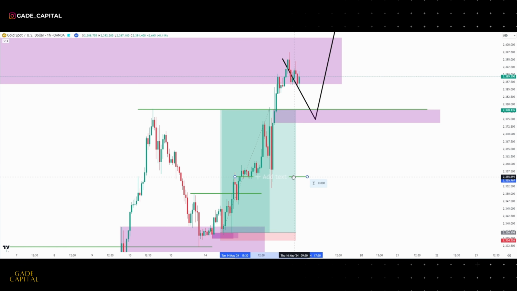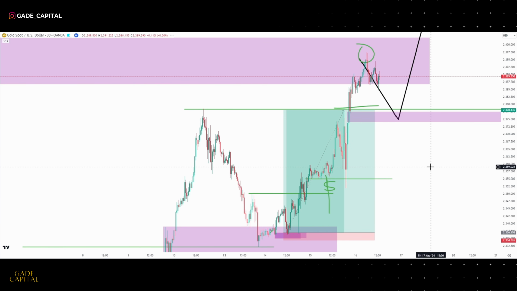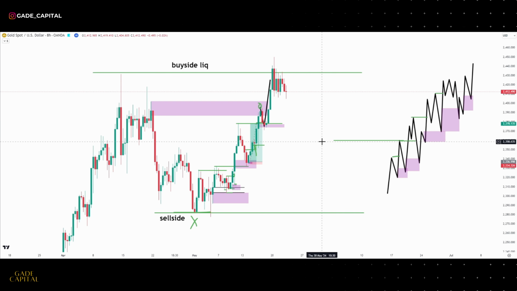So why this structure is valid? Because they sweep this liquidity and then gave us a new break of structure. And there is also imbalance at this level. So if you go to 30 minutes, we can refine that order block and then price went to the upside. So you can also catch this move to the upside again.